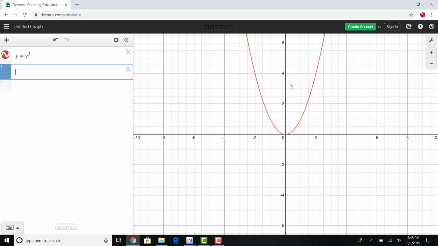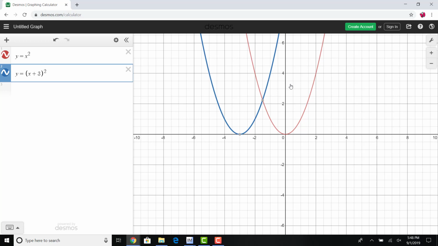So the next thing I want to graph is I want to see what happens when we do x plus 3 and then square that. So y equals x plus 3. I'm going to end my parentheses. Again, I'm going to do shift 6. That's going to give me my exponent squared. So hopefully you notice what happened.